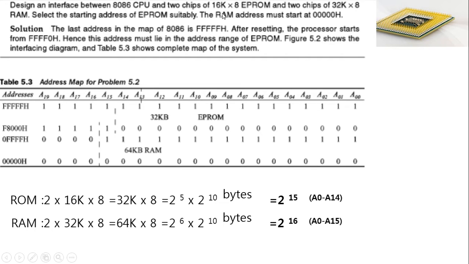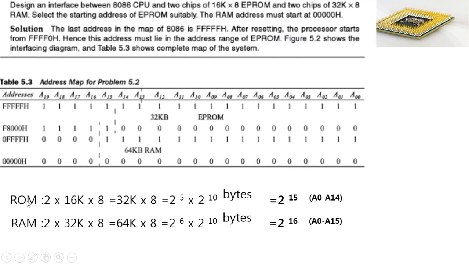So given the RAM address must start at 0000H and the sizes of RAM and ROM are different in this situation. For selecting the address range of EPROM, we can select it suitably without any restriction, but we need to consider one condition. After resetting, the processor starts from FFFF0H. So always select an address range for EPROM or ROM type memory in which this particular address value must lie.